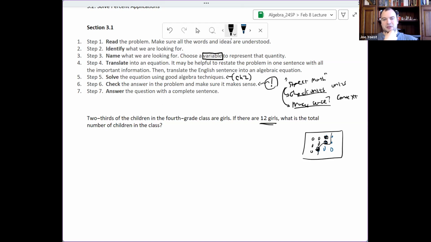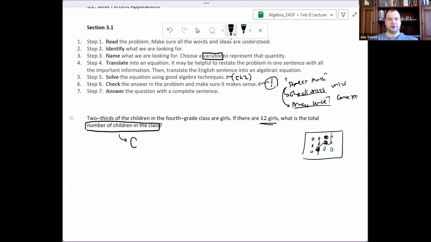All right, so identify what we're looking for. We're looking for the number of children in the class. Let's give that a name. The number of children in the class, let's just call it C. We could use X, we could use N, we could use any letter, or you could use a smiley face to represent the number of children in the class if you wanted to. But we'll name it C for children. Okay, so we have a variable representing that.